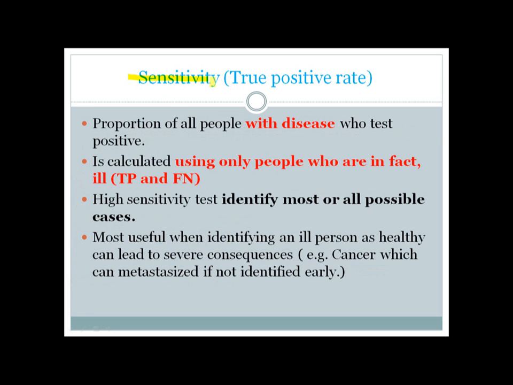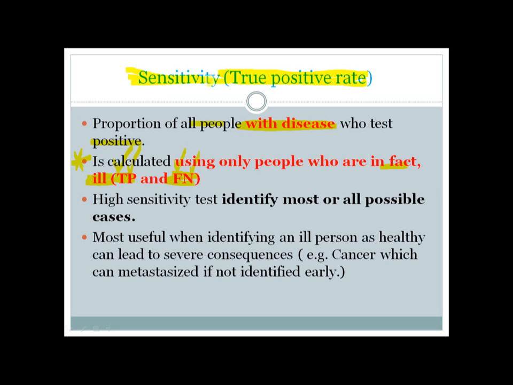So here, sensitivity is also called the true positive rate. Sensitivity is very important to understand, and sensitivity is always used in people with disease. So very important, with disease. It is the proportion of all people with disease who test positive, and is calculated by using only people who are in fact ill. The two variables that we use when calculating sensitivity are true positive, meaning the patient's test comes out positive and the patient truly has the disease, and also false negative, when the test is negative but the patient truly has the disease.